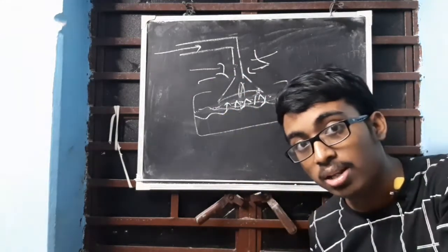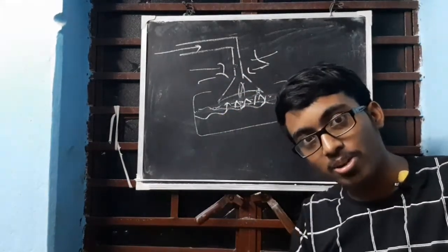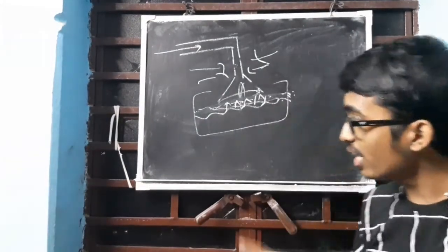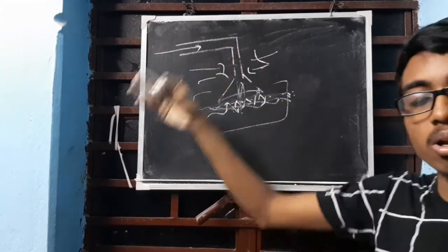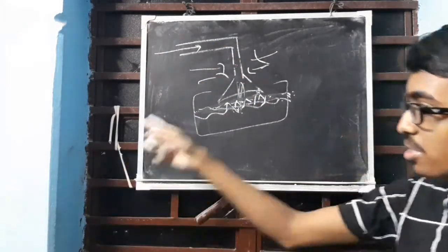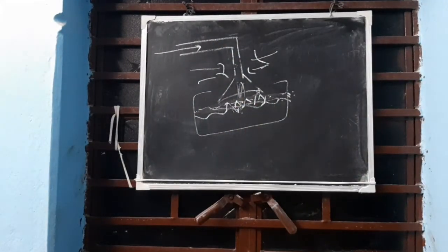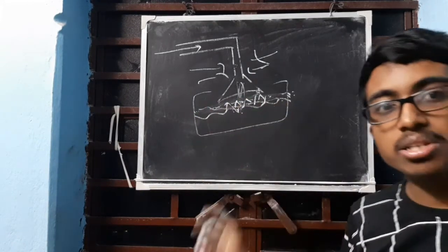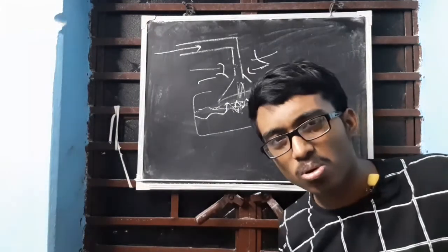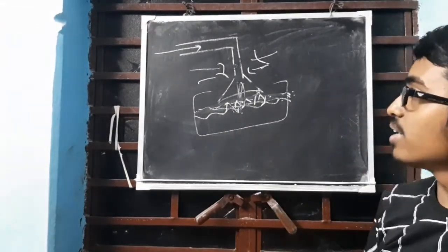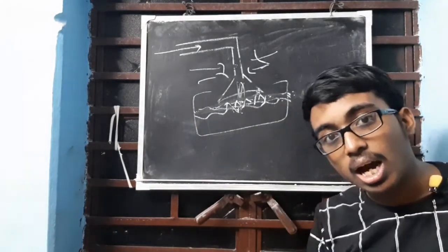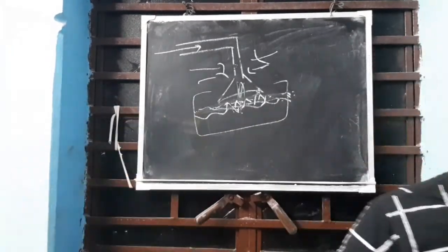But in that water HCl has already dissolved. Right? So again it's hydrochloric acid. That water will again fall down. The same process will keep on repeating until this tray is full of hydrochloric acid. Clear? Until the water in this tray gets saturated, that is, gets full with hydrochloric acid. Saturated. Okay, this is how you prepare hydrochloric acid in the laboratory.